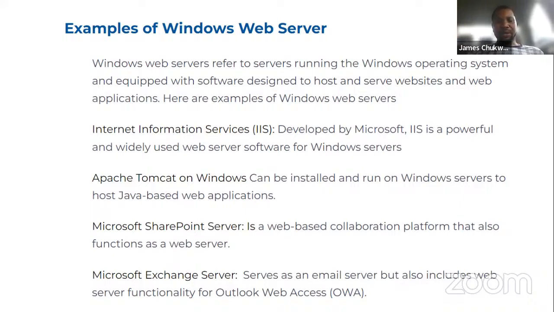Microsoft SharePoint Server is a web-based collaboration platform that also functions as a web server. A web collaboration platform helps us collaborate for information sharing and knowledge sharing across an organization. It enables us to collaborate in an organization, share files, manage projects, and share information as well. Then Microsoft Exchange Server serves as an email server, but also includes server functionality for Outlook Web Access.